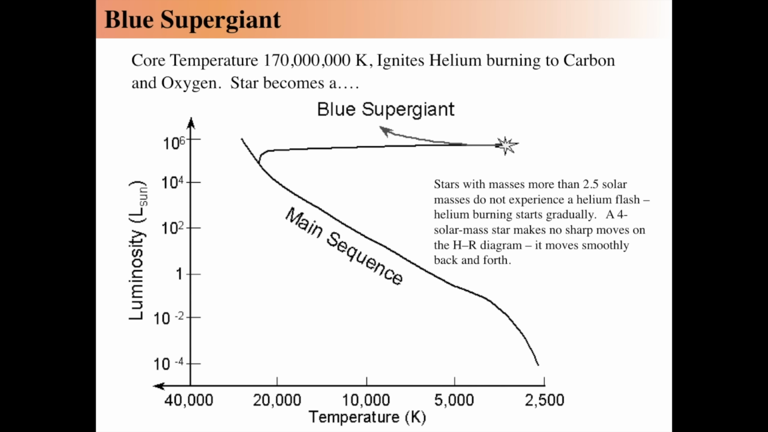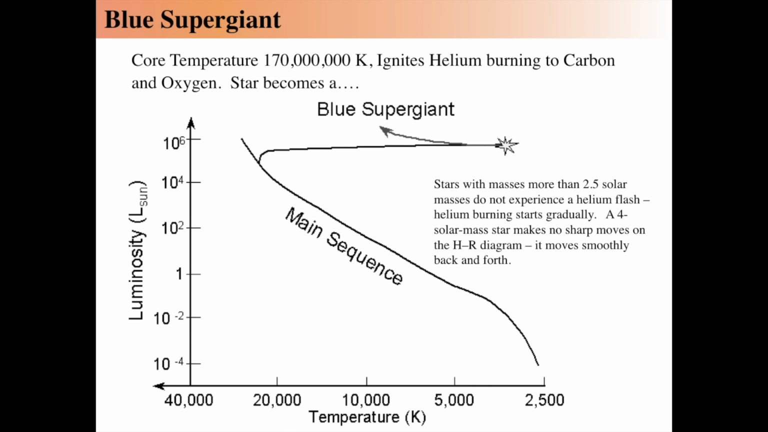smoothly. Stars more massive than about 2.5 times the mass of the sun don't have a helium flash, meaning the electrons do not get so compressed in the core that they become degenerate. The degeneracy never occurs for stars more massive than 2.5 times the mass of the sun, and it starts burning very, very gradually. So much more massive stars simply wag back and forth, getting bigger and smaller, hotter and cooler, and they stay at that extraordinary luminosity, but their surface temperature changes.